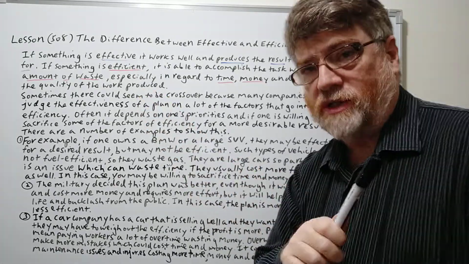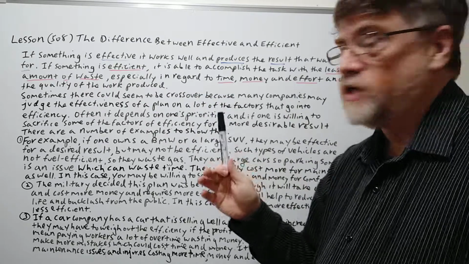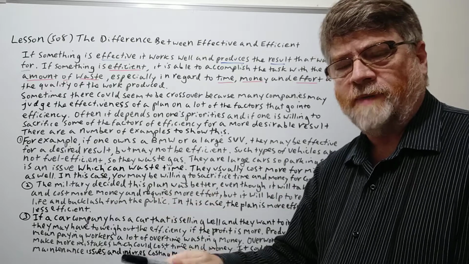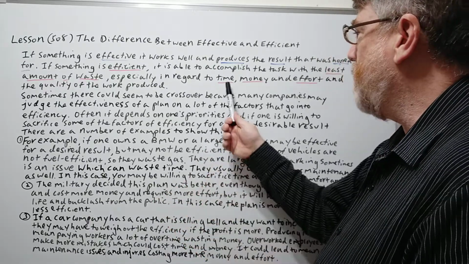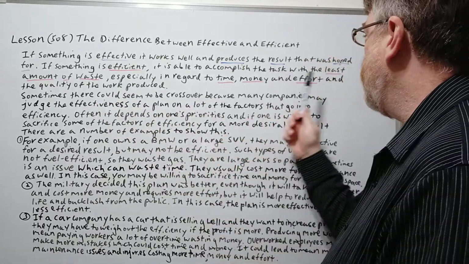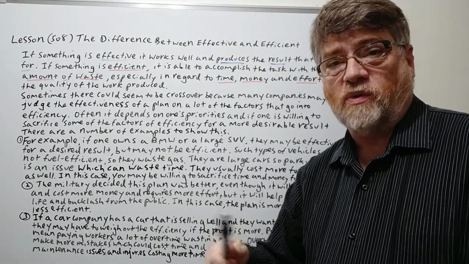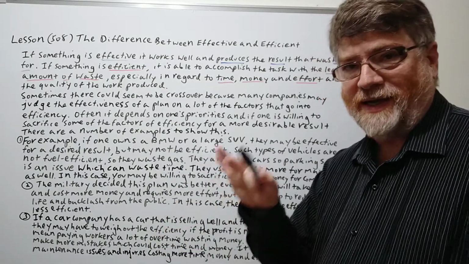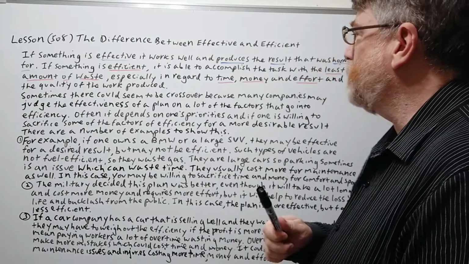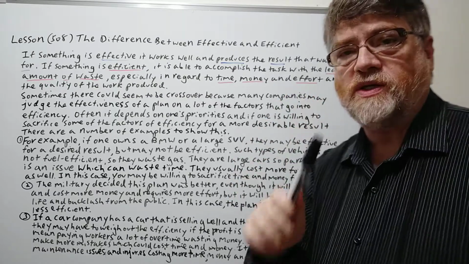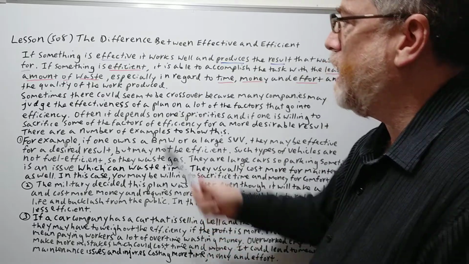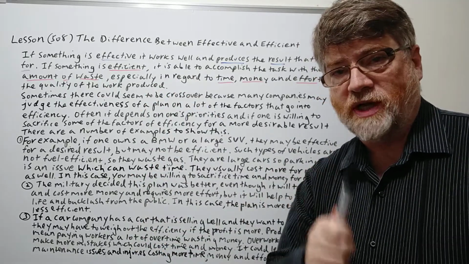If something is efficient, it is able to accomplish the task with the least amount of waste. So this is the thing about efficiency, is you want to save time, money, and effort. So the least amount of waste, especially in regard to time, money, and effort. And the quality of the work produced needs to be at an acceptable level too. If that suffers too much, that's not good either. So again, efficiency focuses on wasting as little time, money, and effort as is possible. Effective focuses more on the desired result.